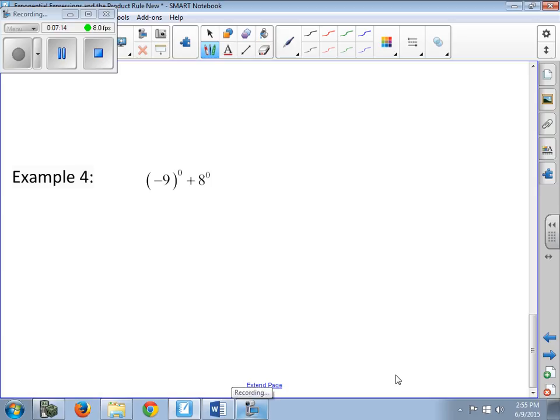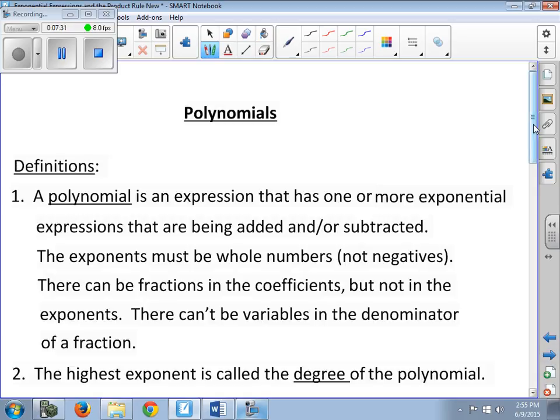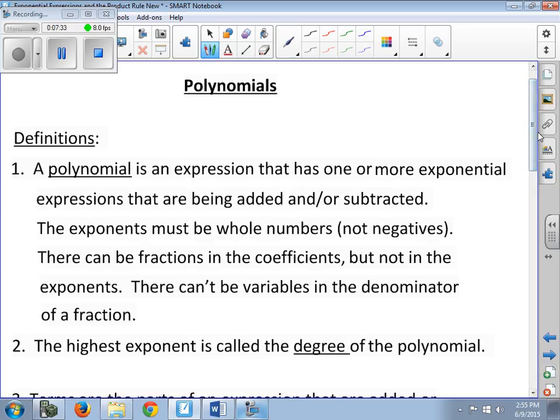Okay, here is our last example of this. Negative 9 raised to the 0, that's 1, plus 8 raised to the 0, that's 1, and 1 plus 1 is equal to 2. And you can put that in the calculator and you'll find you get the same result. Be sure you type it in exactly the way it's written. All right, let's go on with polynomials.